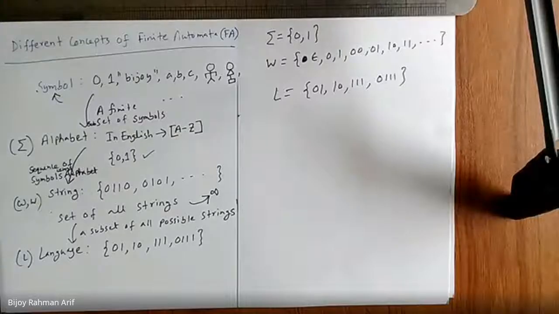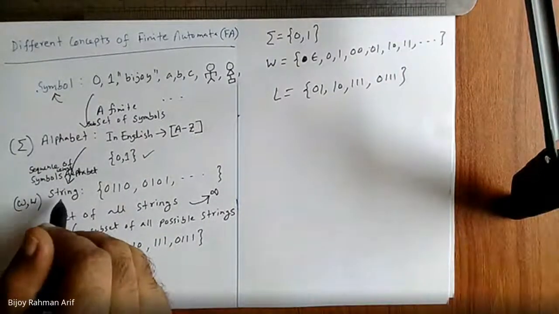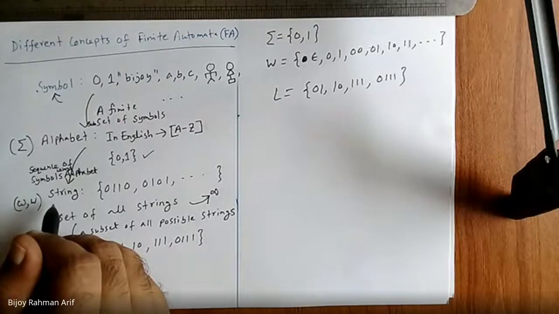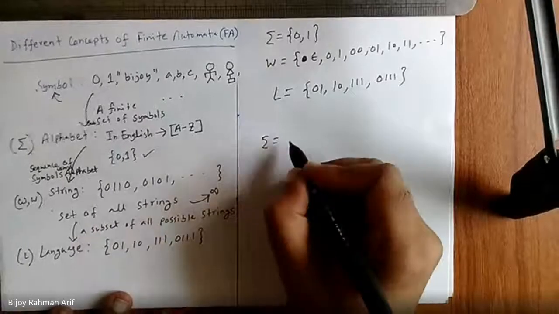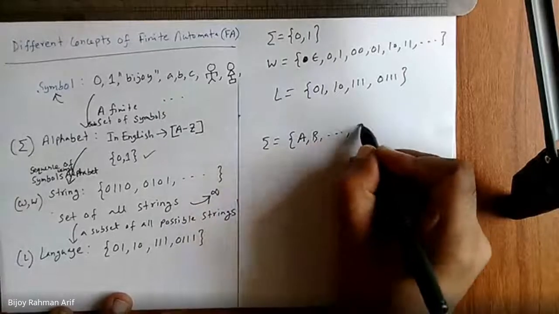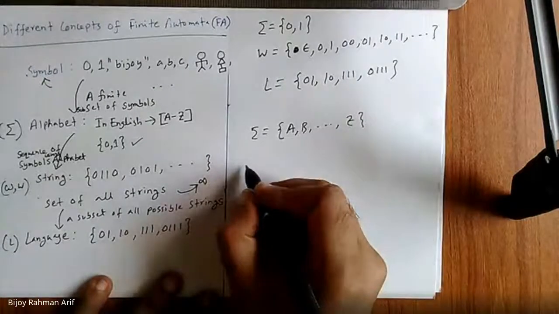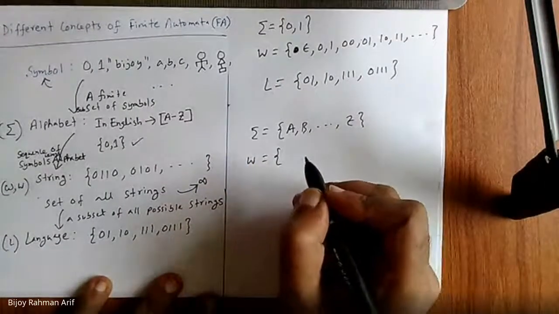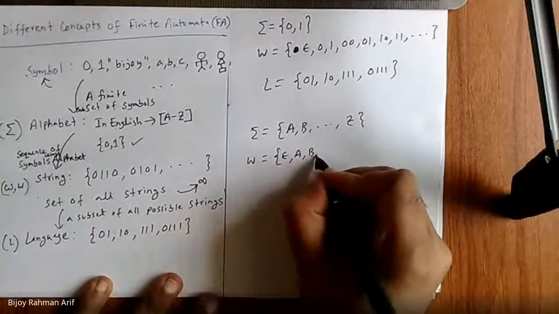Sir, it should be meaningful, so the language has to be meaningful. No, that's what I'm talking about. That's why she asked why you are calling this string. Why not word? Whenever we are talking about human language, let's assume. Then what would be W? What would be W? Epsilon, A, B, up to Z.